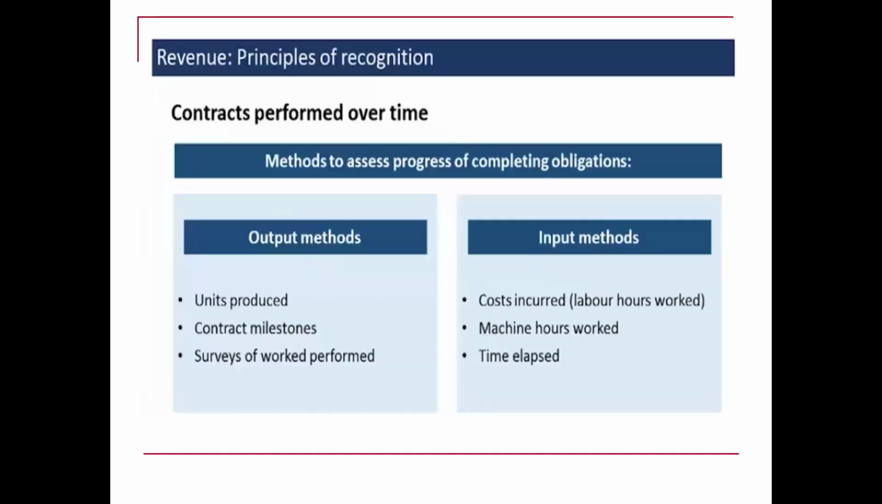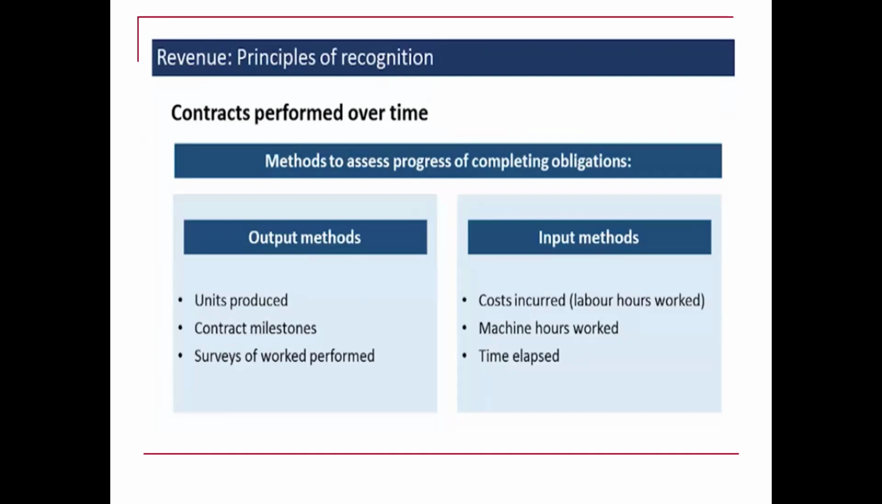Now, when we are looking at the point in time model, it is simple and straightforward. If I'm selling goods to you, the moment you take ownership or control of the goods, I can recognize revenue because you're the one who is now controlling the goods. But for contracts that are performed over time, it means I'm charging you today, but I may need time to deliver on my obligations. So a classic example for the over time model is a construction project.